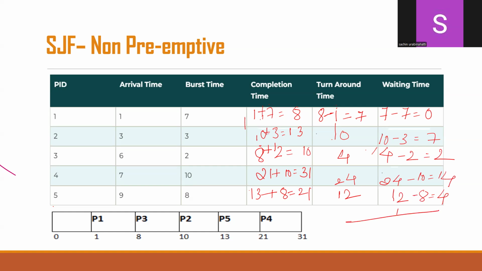So if I just calculate it, the average will be how much? 27 by 5, right? So 27 by 5 will be the average waiting time for this problem. Okay. So that is how you calculate the average waiting time for SJF, shortest job first, in a non-preemptive algorithm. Okay, hope that's clear to you. So thank you. We'll see you in the next video with the next algorithm. Thank you.